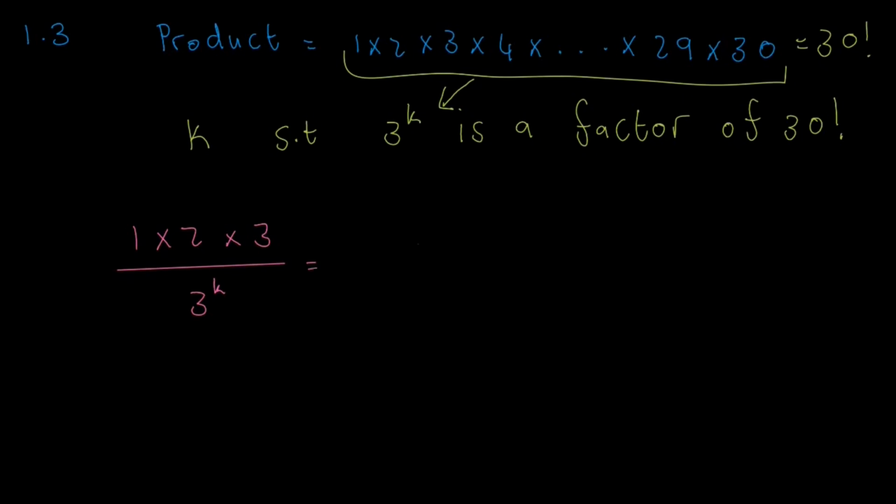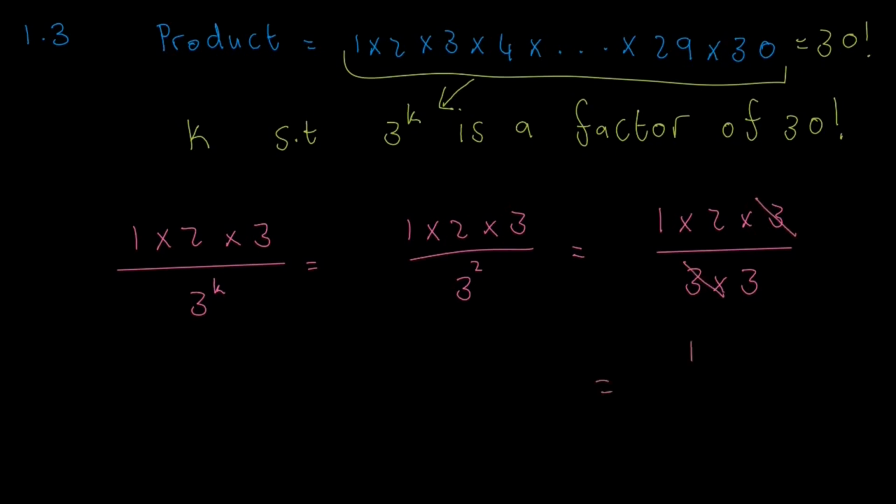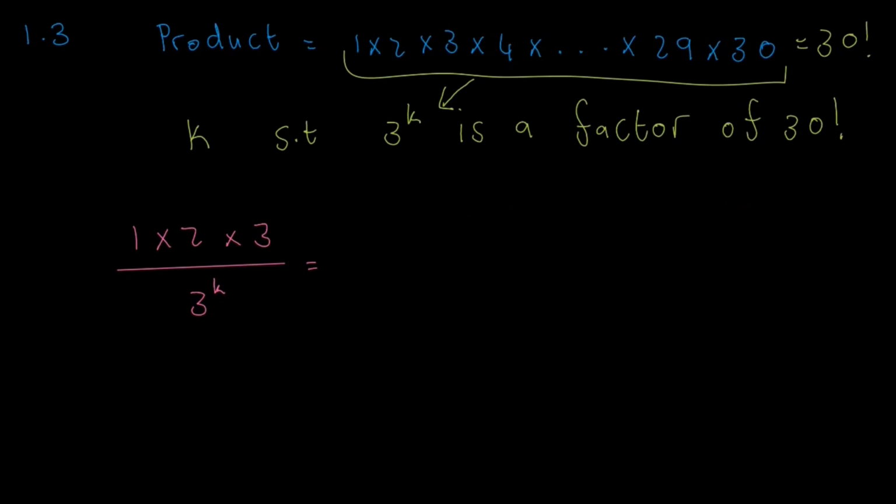And you might say, okay, well, that's obvious. It can't be 2, because 3 to the power of 2 would be 1 times 2 times 3 all over 3 times 3. Then you would have to cross these two out, and you'd be left over with 1 times 2 over 3, and this is not a whole number. If we start all over, we can consider 1 times 2 times 3 over 3 to the power of 1, which is just 3, and we can cross these out, and you'll have 1 times 2 over 1, which is equal to 2, and that is a whole number.